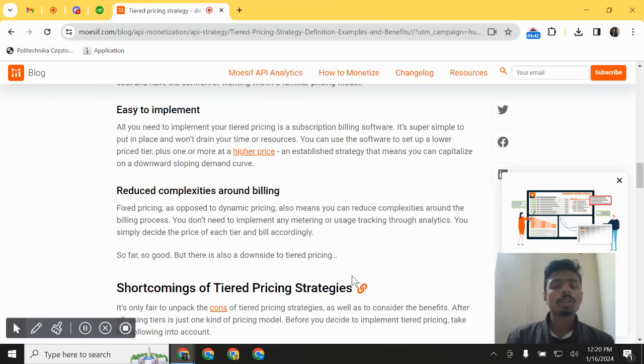Easy to implement. All you need to implement your tiered pricing is subscription billing software. It's super simple to put in place and it won't drain your time or resources. You can use the software to set up a lower priced tier plus one or more at a higher price, an established strategy that means you can capitalize on a downward sloping demand curve.